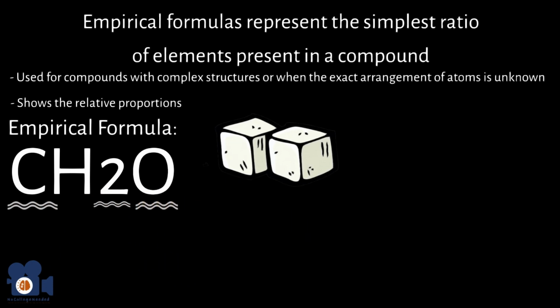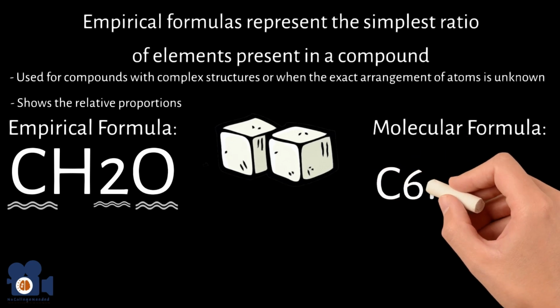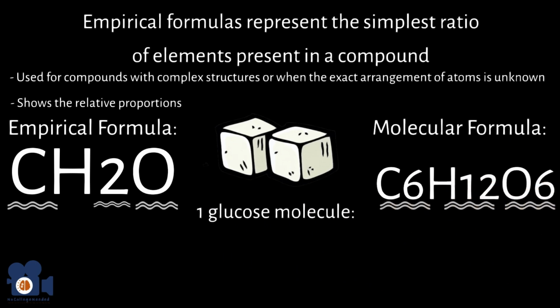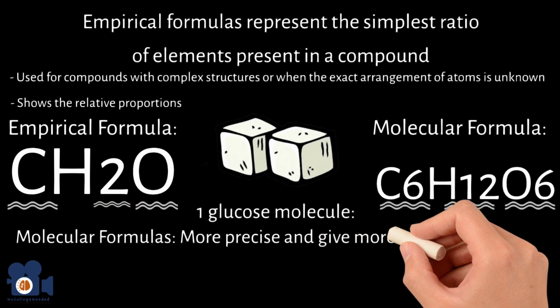On the other hand, a molecular formula gives the actual number of atoms of each element in a molecule. It provides a more precise representation of the compound's composition. Using the example of glucose, its molecular formula is C6H12O6, indicating that a glucose molecule consists of 6 carbon atoms, 12 hydrogen atoms, and 6 oxygen atoms. This is the reason we focus on molecular formulas. They are more precise and give more useful information.